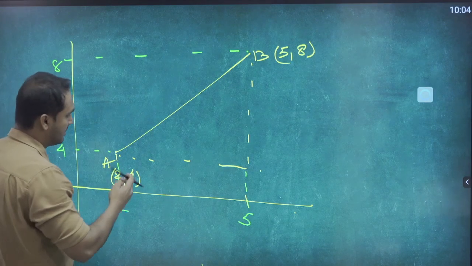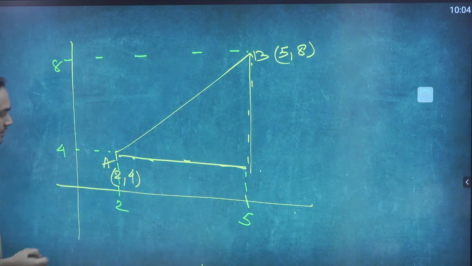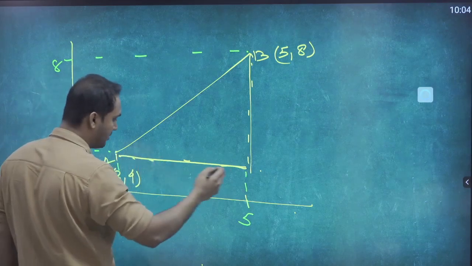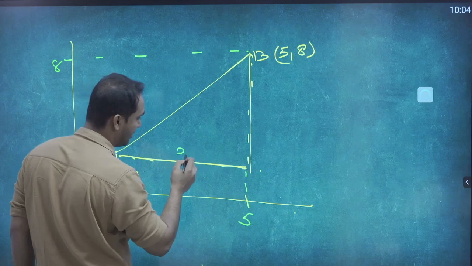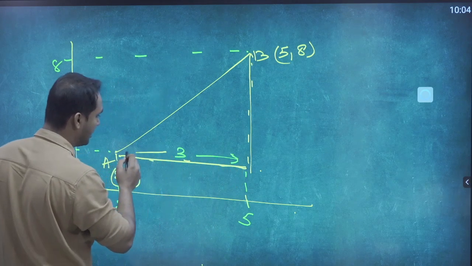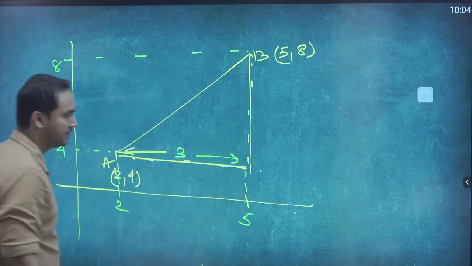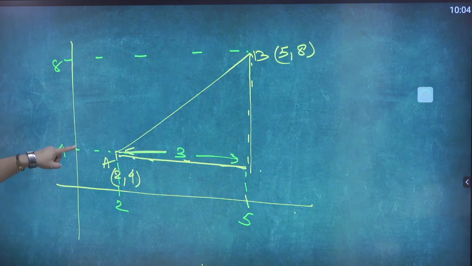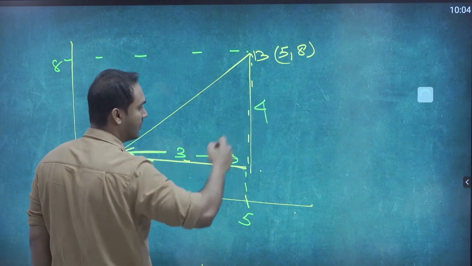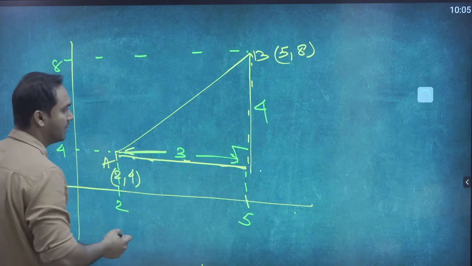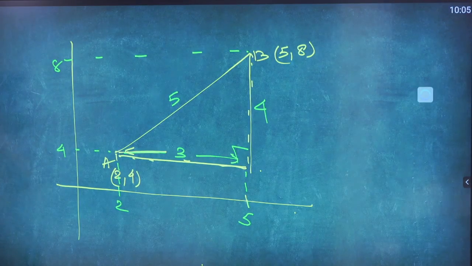So here if I consider this as a triangle, right? This distance should be how much? 2 and 5 distance should be 3, right? It should be 3. And this distance should be how much? 4 and 8. This distance should be 4. This should be perpendicular. That means this distance should be 5. Now that is how it simply happened.